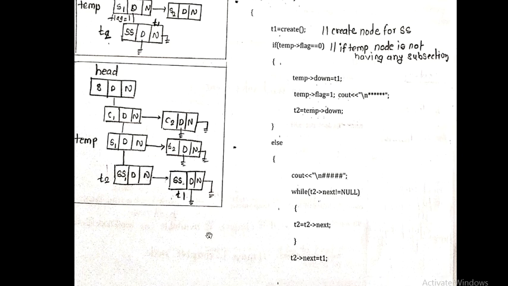So T1 node gets assigned over here, and with that we have to make the next field of this a null, as well as the down field also a null, because no down is available for this, right? In this way we are doing it, and in the same way we are breaking this. Once we have inserted all the nodes, we need to break it.